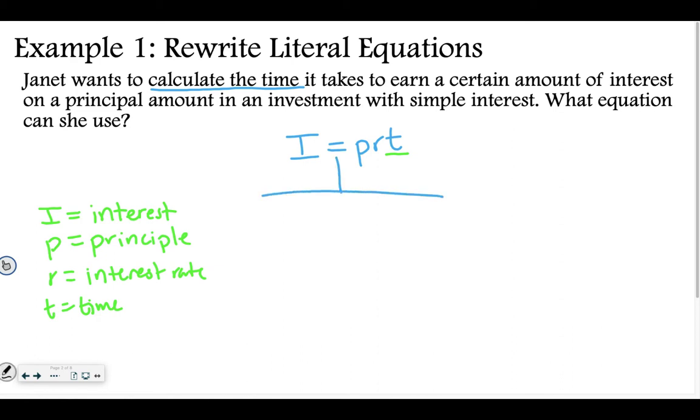And that means that if I want T all by itself, I need to divide both sides. I need to undo that multiplication, and I need to move both the P and the R. So that means T equals, because that T is all by itself now, I divided by PR. And so that's how Janet could rewrite that formula or that equation in order to easily solve for the amount of time something might take.